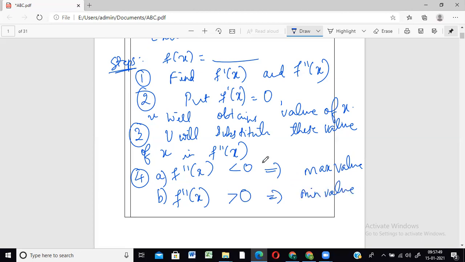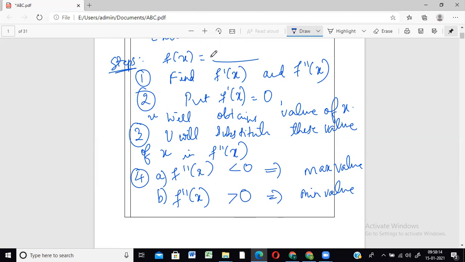Is it clear? Because we always have a habit of saying less than 0 means it is minimum and greater than 0 means it is maximum. No, here it is opposite. That you have to remember. Then we can accordingly decide where the function is attaining maximum value and minimum value, and what that value is. So let us quickly do one problem, and then this will hopefully be very clear.